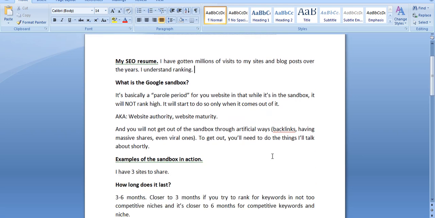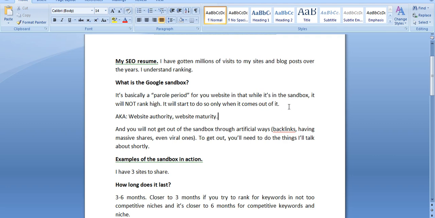Now, that leads me into the next thing, which is what exactly is the Google Sandbox? Some of you may have heard of it, some of you may not. But I like to think of it as a parole period where, while your website is in the sandbox, it will not rank high on Google. It will only start to do that once it comes out of the sandbox.